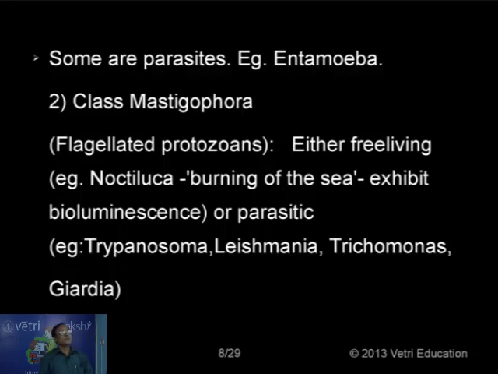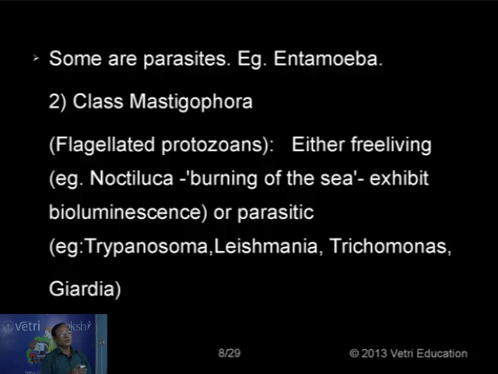Now the second class Mastigophora, the flagellata, the flagellated protozoans. Some of the flagellates are free living, for example Noctiluca or Euglena, and these two organisms have the ability to prepare their own food materials. Noctiluca, simply called the burning of the sea, exhibits a phenomenon called bioluminescence. What do we mean by bioluminescence? It is a chemical process happening in the body of some organisms, as a result of which light is emitted. Light being emitted by living organisms is called bioluminescence.